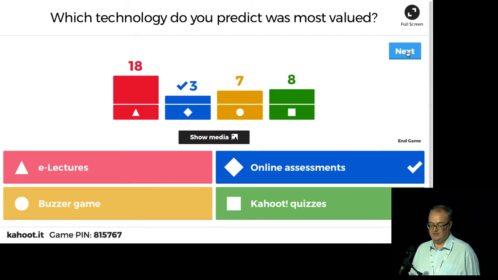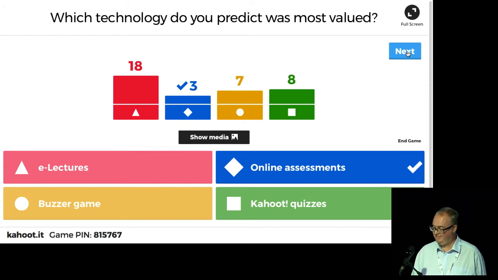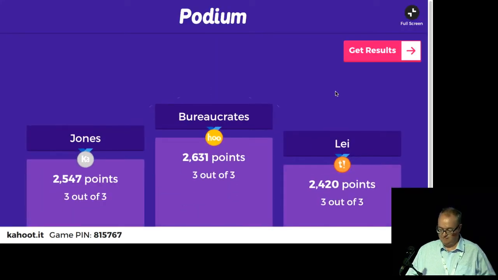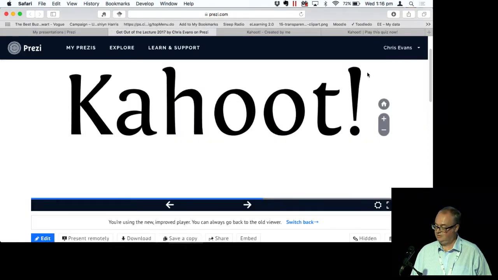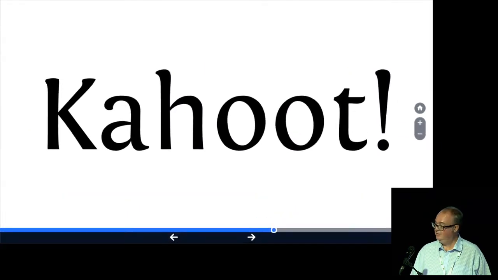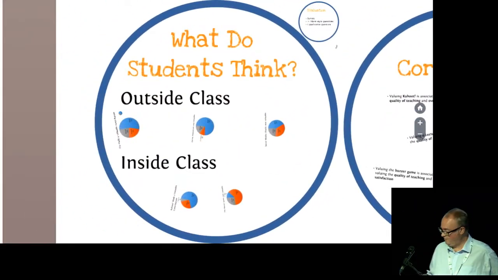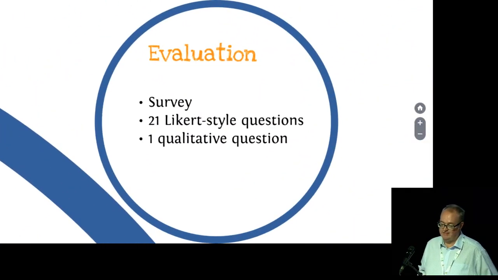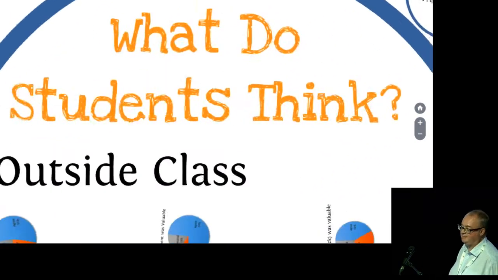Okay. E-lectures is the favourite. It turns out to be the online assessments. So that's my Kahoot, back to my presentation. So this is what the students actually thought of these interventions. So what we did is gave them a survey with some Likert-style questions and an open-ended question.